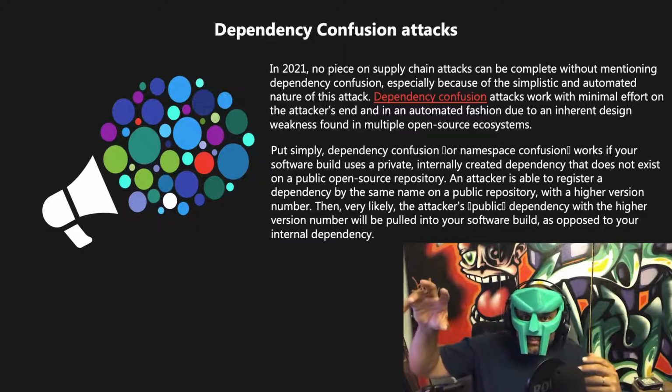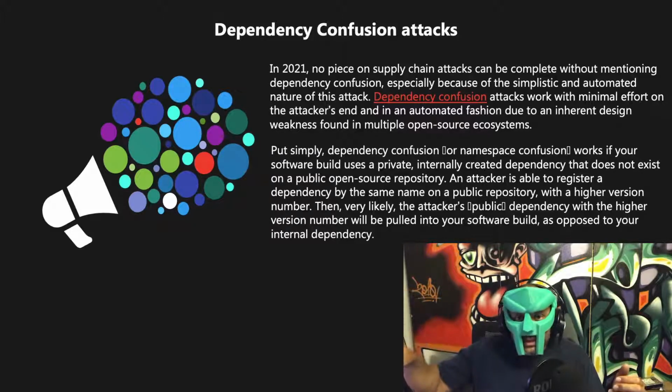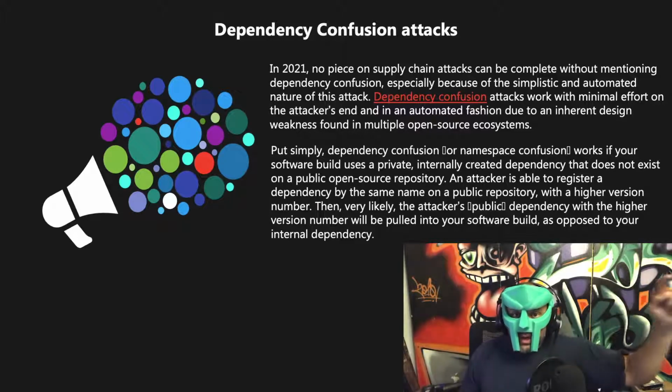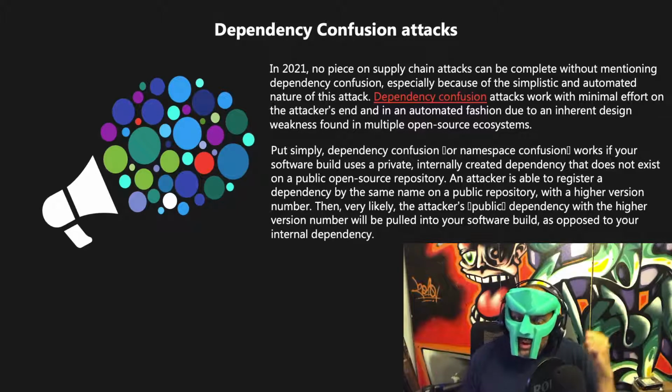So let's say you develop a framework or a dependency inside of your corporation and it's not public. You don't want anybody to know about the code, so you don't create a public repository for it. But somebody else sees this private dependency and they go and create a public repository, give it a higher version number, and essentially the code inside of there is malicious.